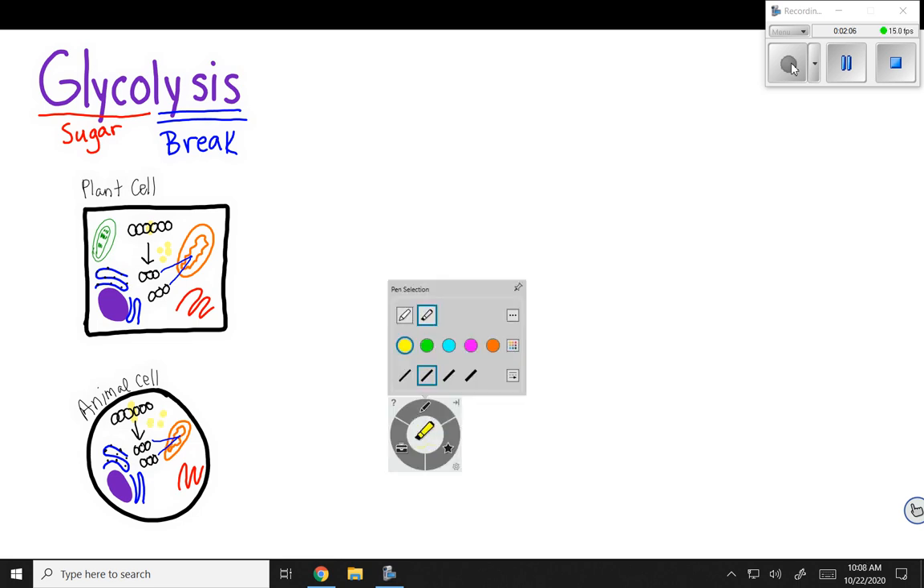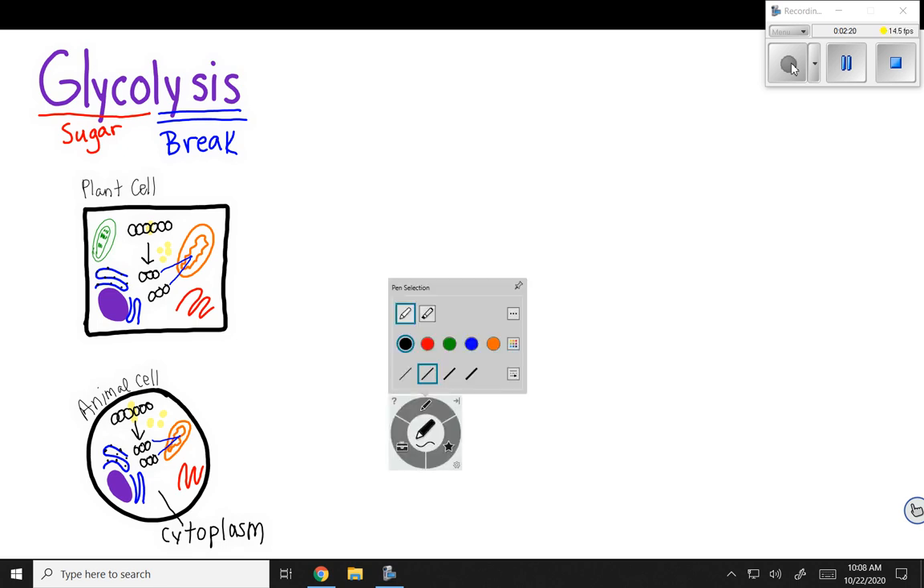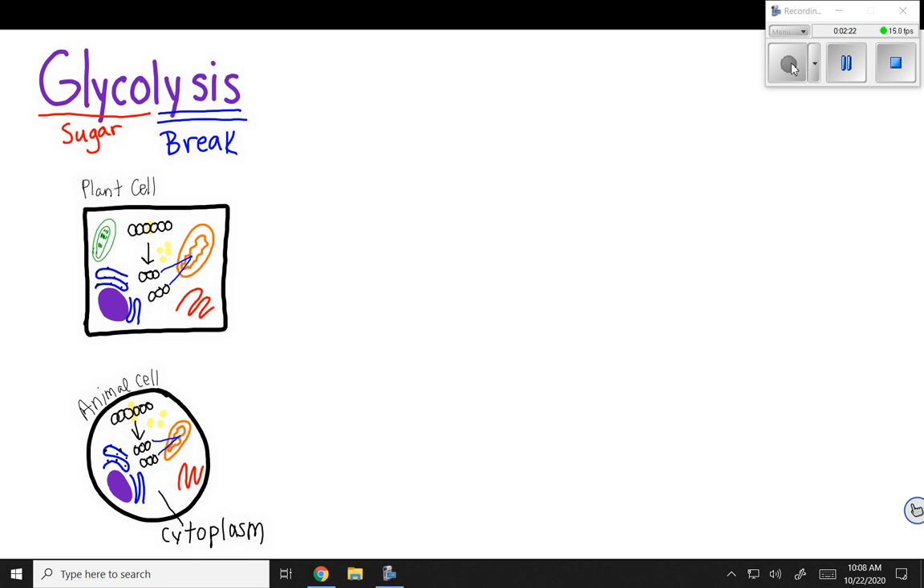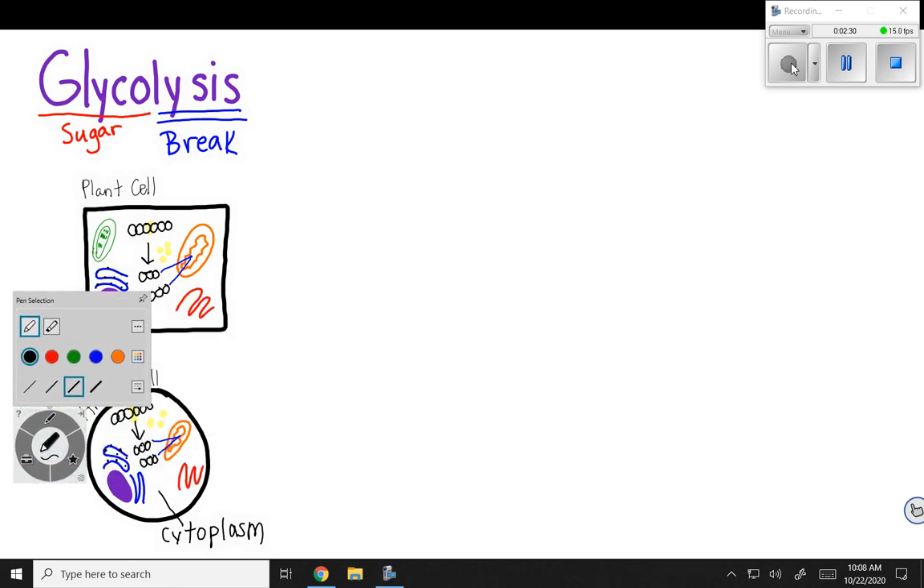And make sure that you took note of the fact that glycolysis occurs in the cytoplasm. So not in the mitochondria, in the cytoplasm of the cell. Okay, let's go ahead and take a closer look now. I'm going to draw the steps, but in a little bit more detail. We'll move this over here so that everybody can see.